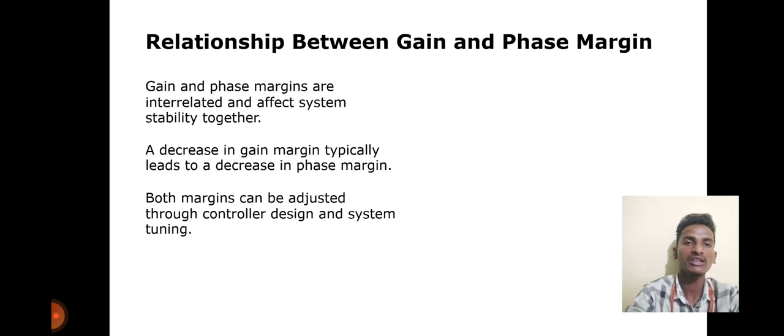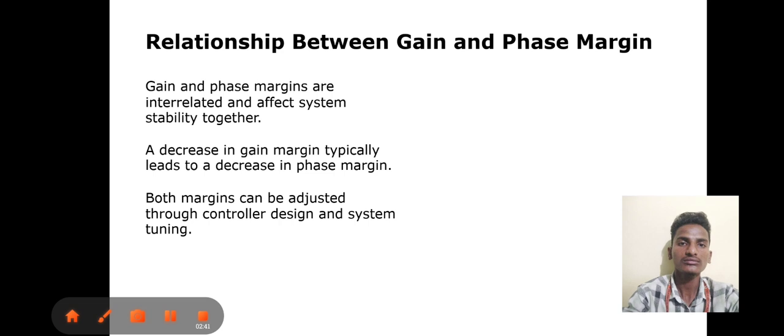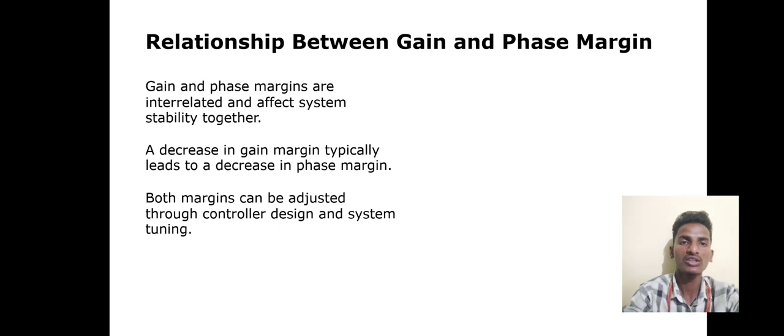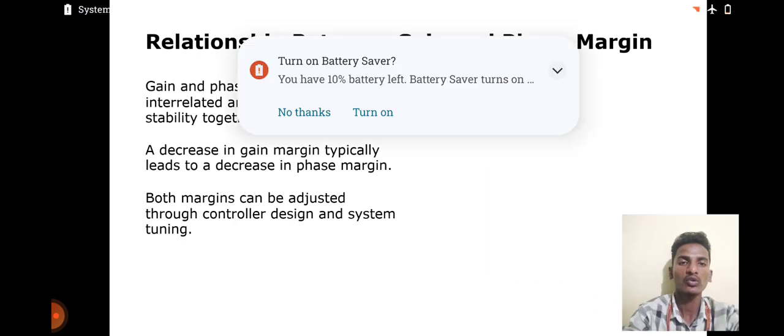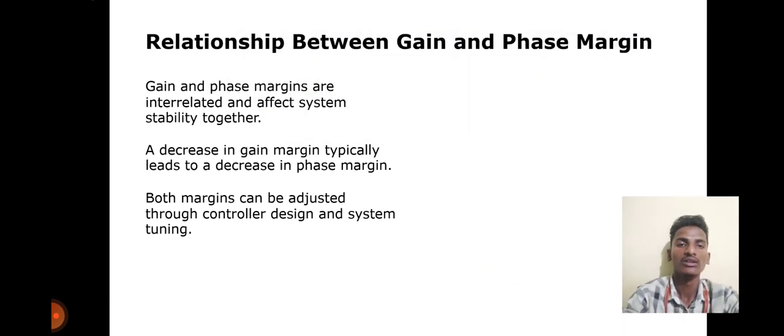Relation between gain margin and phase margin. Gain margin and phase margin are related and affect system stability together. A decrease in gain margin typically leads to a decrease in phase margin. Both margins can be adjusted through controller design and system tuning.